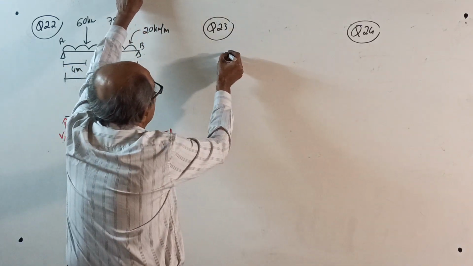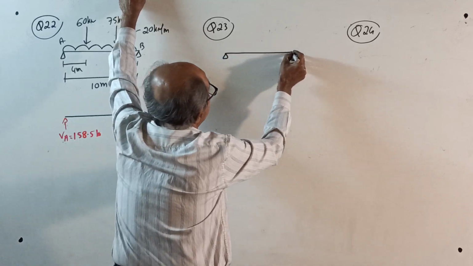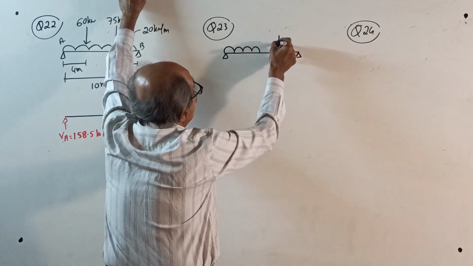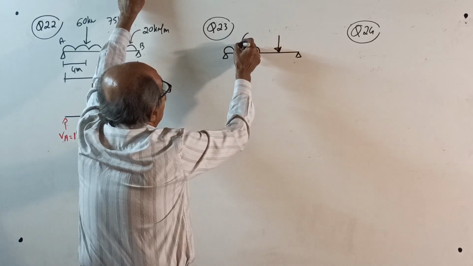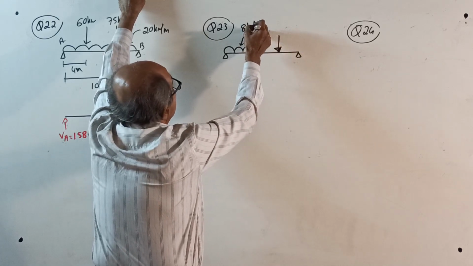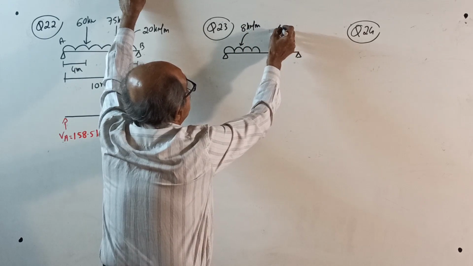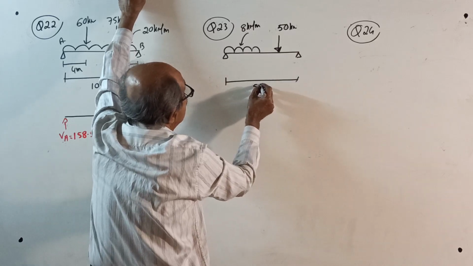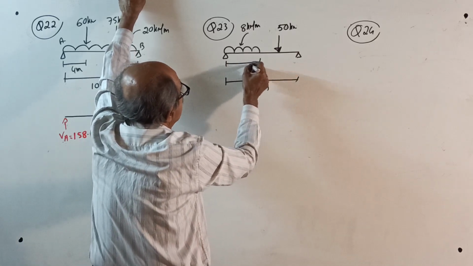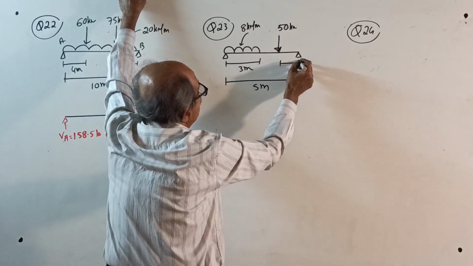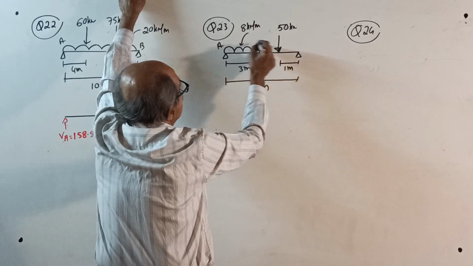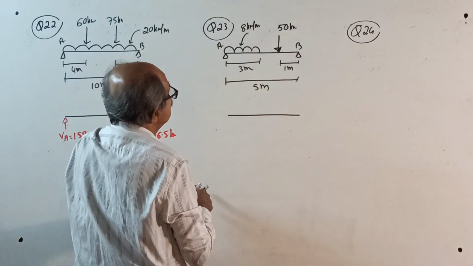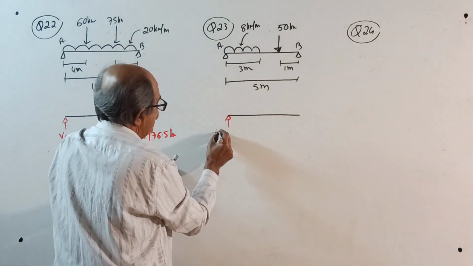23. Now I am changing the pattern. See, changing the pattern. UDL here and point load here. UDL of 8 kilonewton per meter and point load of 50 kilonewton. Span is 5 meter. UDL length is for 3 meter. This is 1 meter. AB. Answer. This is all very, very important questions. Everything you have to practice.